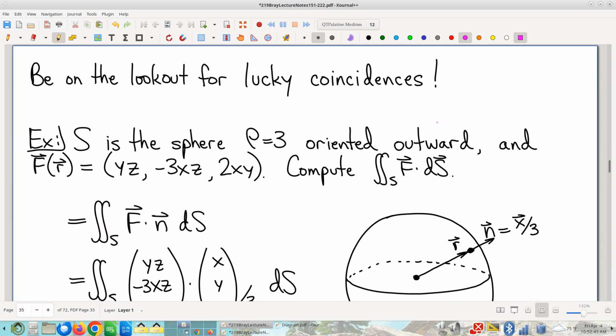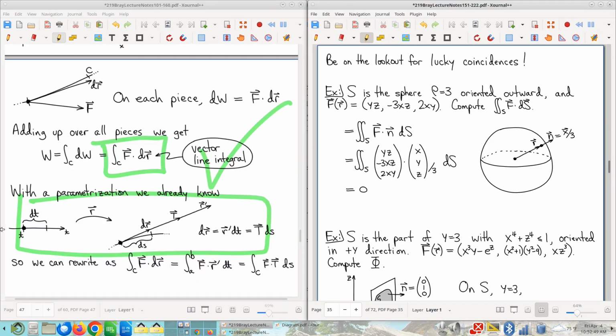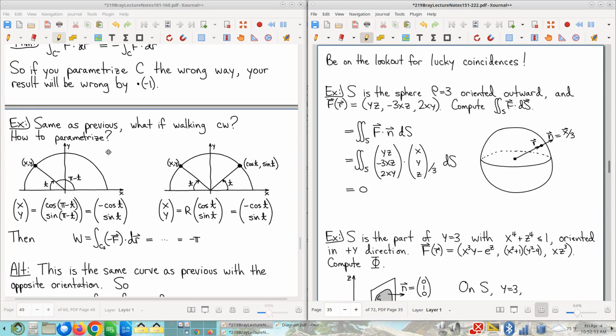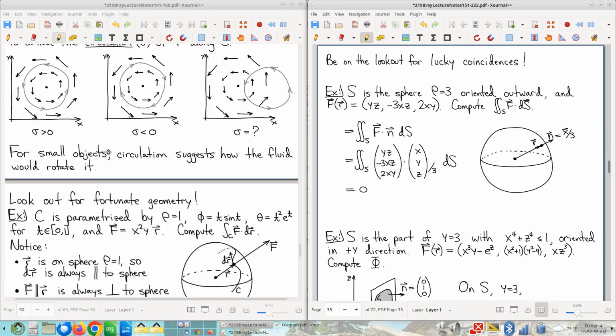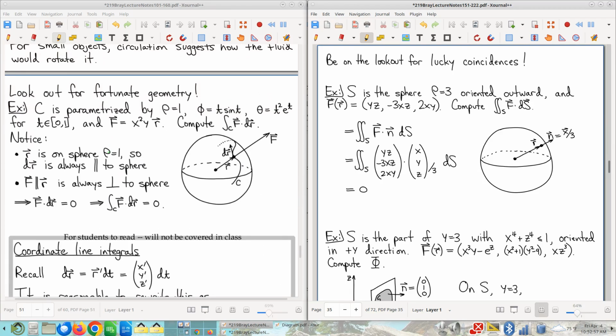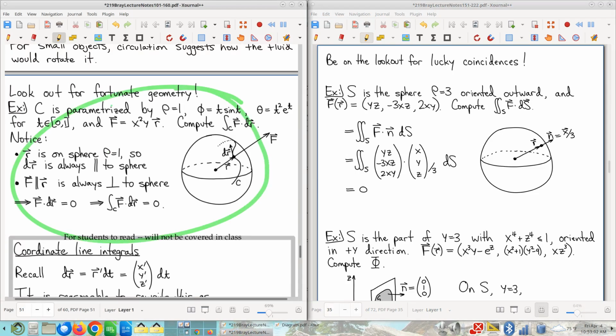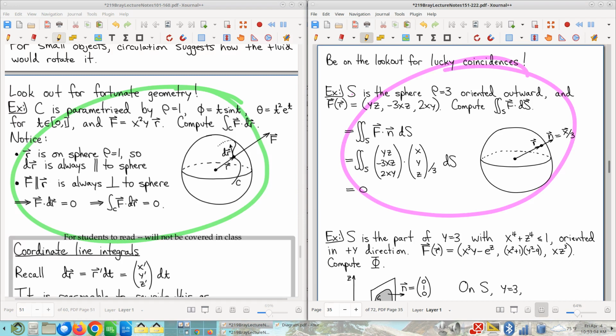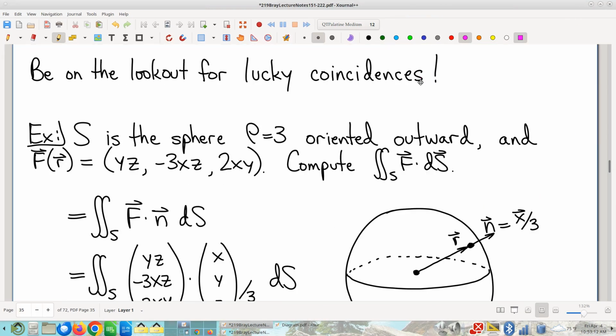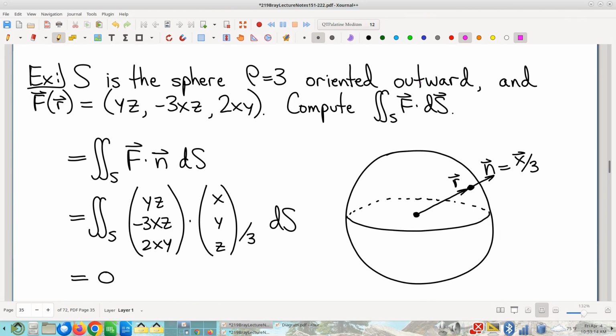Sometimes you get lucky. By the way, let me remind you, we are still very much on track for the patterns that we noticed, though there were some digressions there. But when we were doing vector line integrals, sometimes you get lucky with geometry. And here we are, likewise with flux. Sometimes you get lucky with geometry. So let's pull on that thread here. How do I get lucky in the geometry in this case?